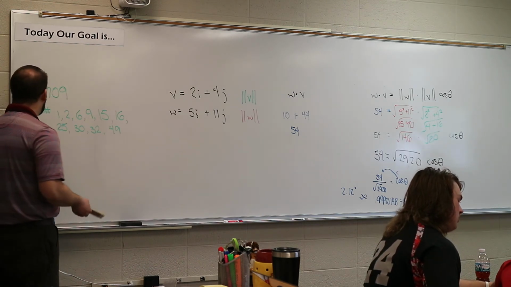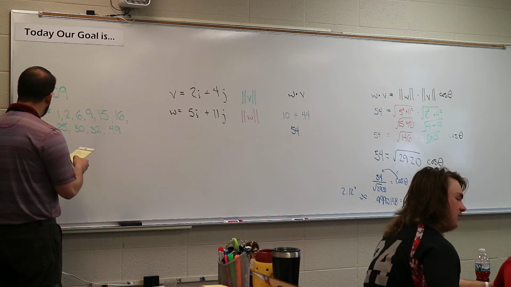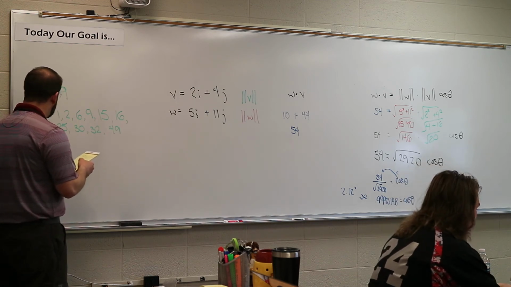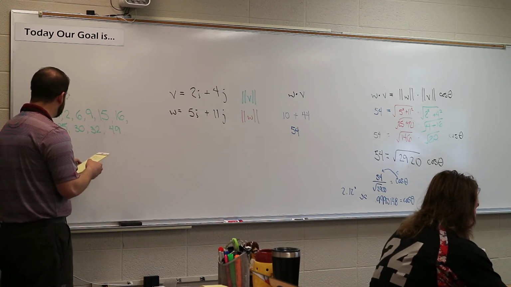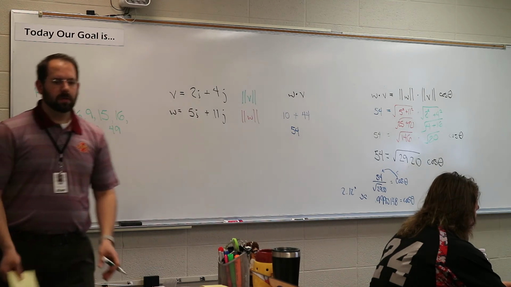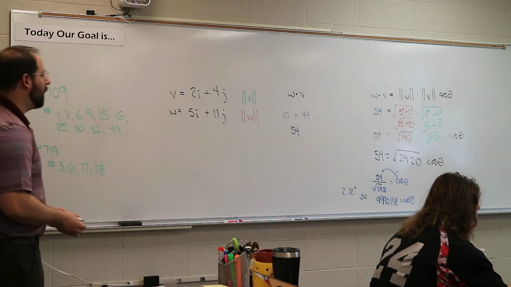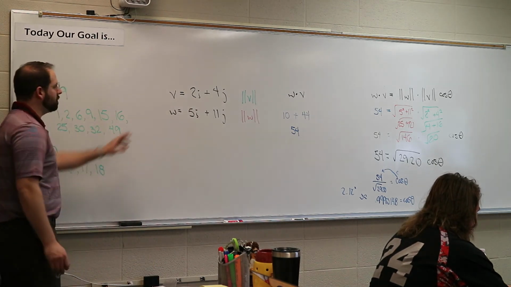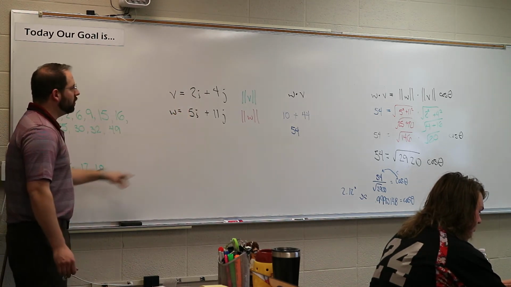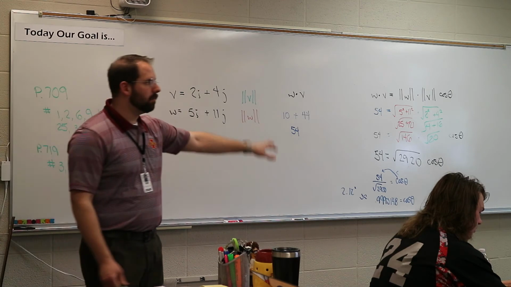finding the angles. The second page, 719, these are all the dot products. Numbers 3, 6, 17, and 18. Okay, that's not bad then. So those are the dot product problems. 2 of them are just find the dot product by themselves, like a normal dot product. The last 2 find the angle between, so you're going 1 extra step.